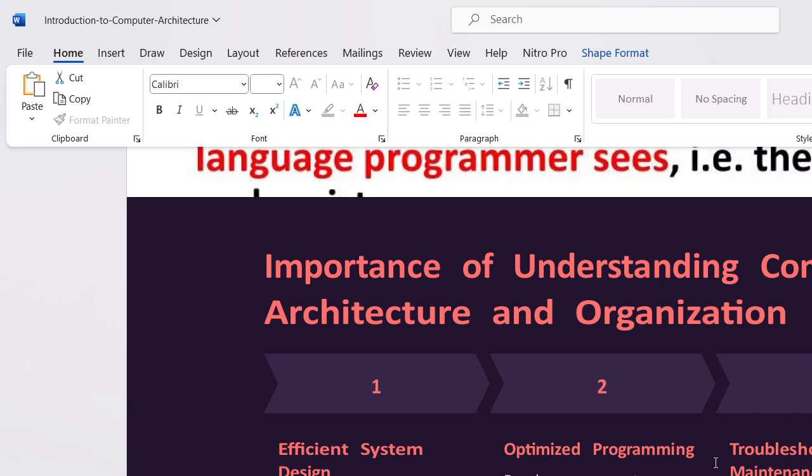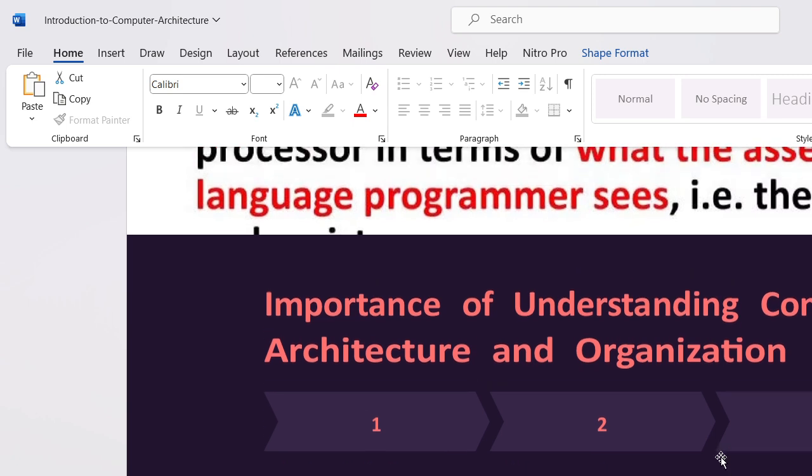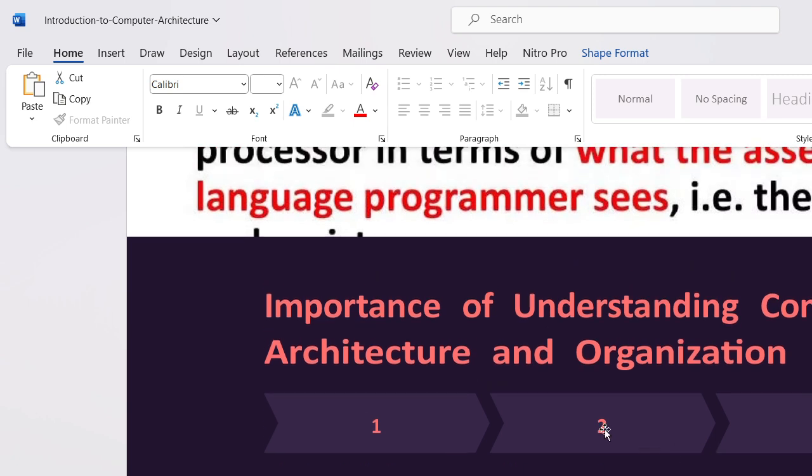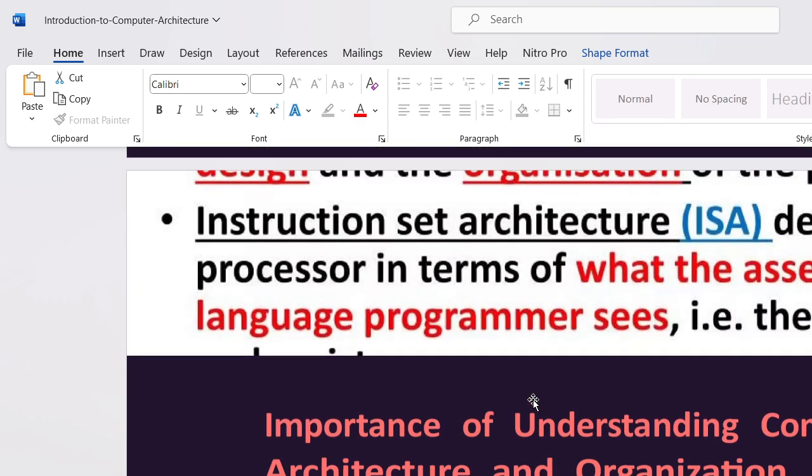Next is optimized programming. Developers can create more efficient applications and utilize hardware effectively. And there's troubleshooting and maintenance, facilitating diagnosing and fixing hardware and software issues. So this is why we must know what computer architecture and organization are, and know the difference between these two things.